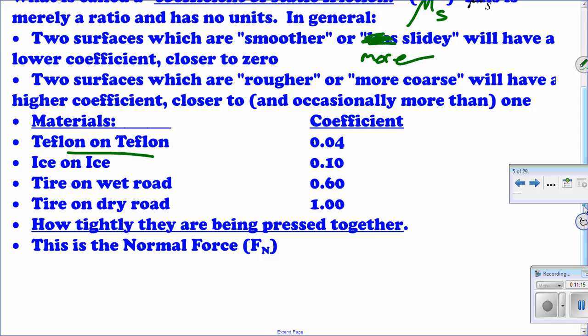All right, so that's one of the two things that's going to determine the maximum force of static friction. It's that coefficient of friction, determined by how smooth the two surfaces are. The second thing that matters is how tightly they're being pressed together, the normal force. The more tightly the two objects are being pressed together, the more friction there is.